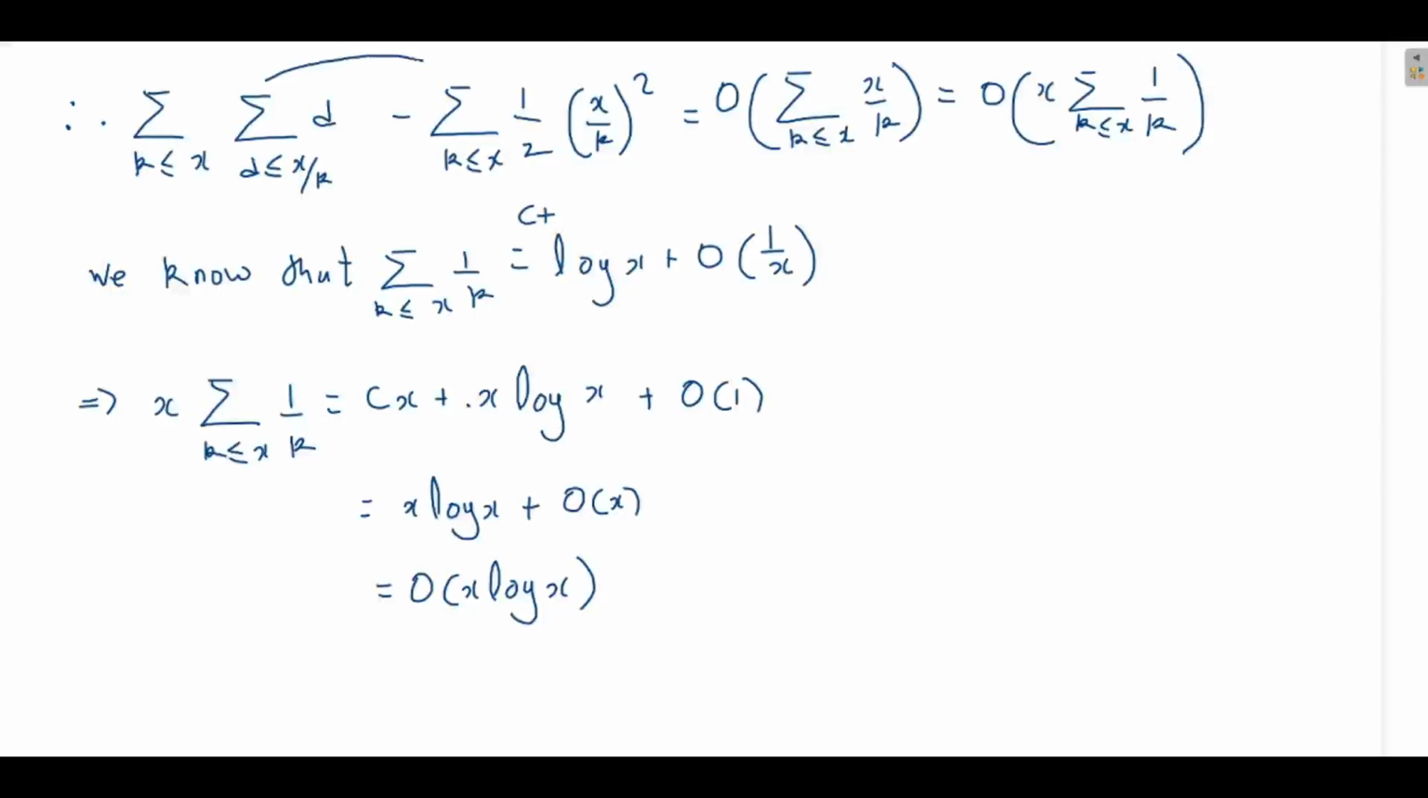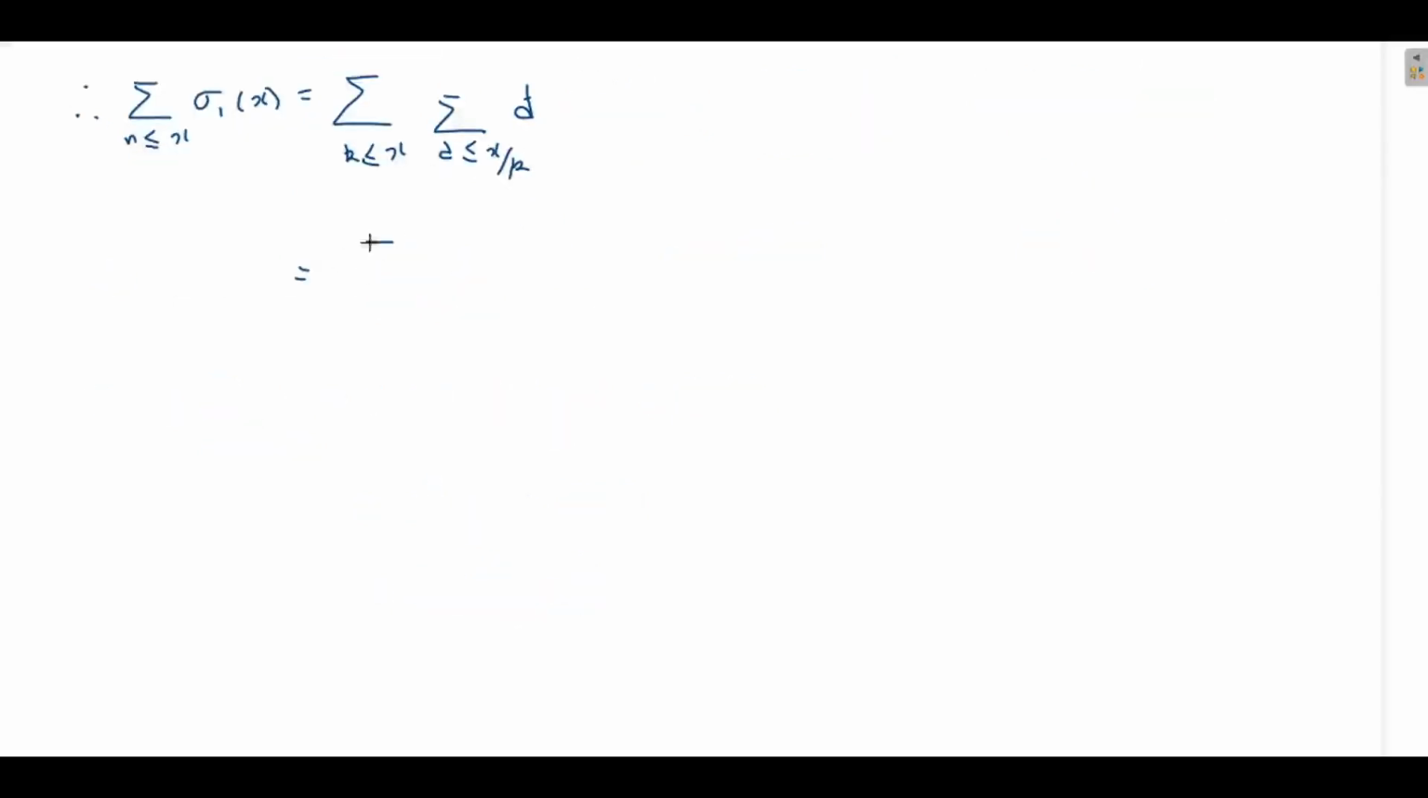We have proved that this minus this is big O of x times summation k less than or equal to x, 1 by k, and this here is big O of x log x. So therefore this will be summation k less than or equal to x, half of x by k square, plus big O of x log x. That is summation k less than or equal to x, 1 by 2 times x by k square, plus big O of x log x.